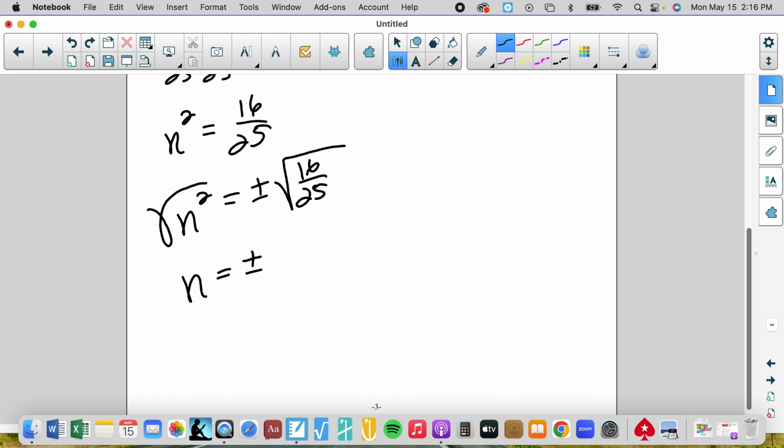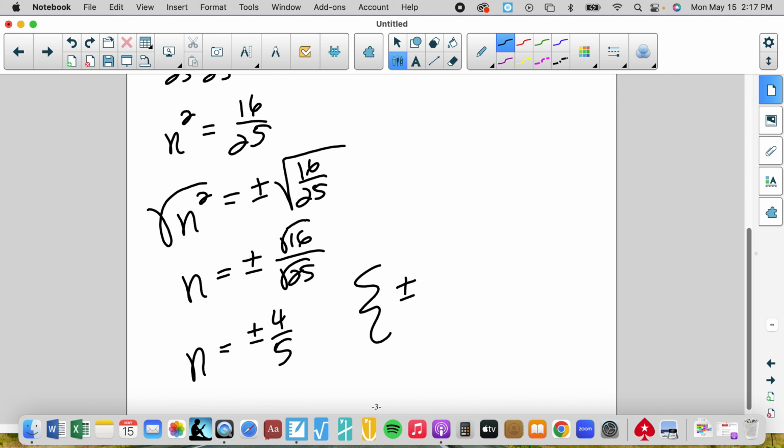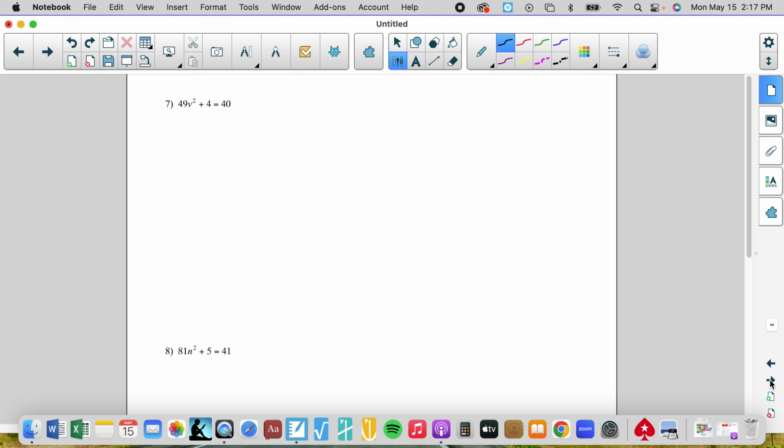again, 16 over 25, but I can separate them because it's being divided. I can separate, much like I separated rad 24 into different houses. I can also do that with division. We can only separate things being multiplied or divided. And now I'm gonna simplify it. Rad 16 is a perfect square, and rad 25 is a perfect square. So my answer is plus or minus 4/5. We like that. We love it when we can see some perfect squares in those.